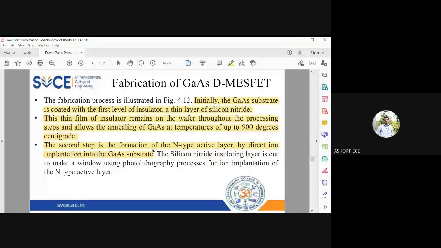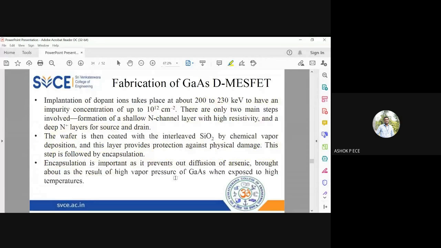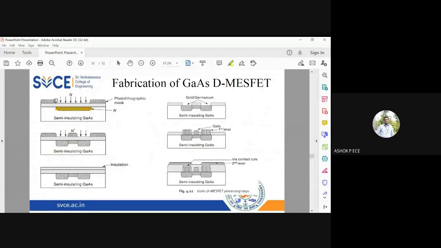So the silicon nitride insulating layer is cut to make a window using photolithography for active implantation of the N-type active layer. So you need to cut this layer. The above layer is going to be the silicon nitride, and some portion of the layer has to be cut so that you are going to apply the photolithographic mask.